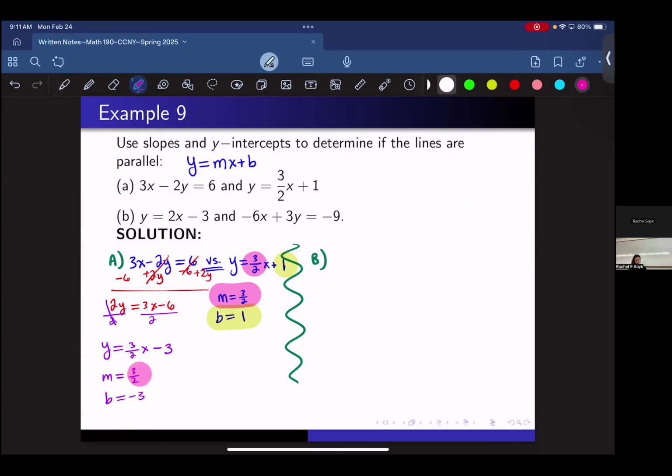Do we have the same slope? Do we have a different y-intercept? Therefore, what do we know? These two lines are parallel. And the shorthand for parallel is just two parallel lines that have these half arrows.